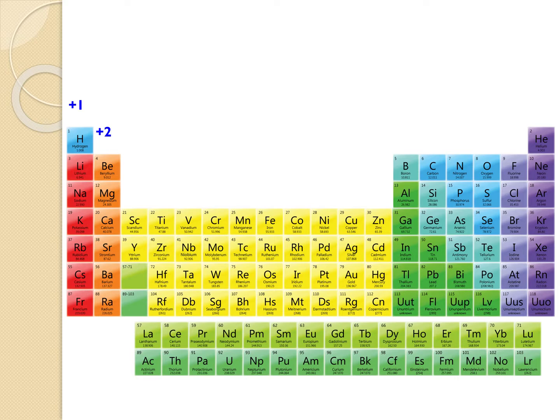Skip those ugly transition metals for now. We're going to go to boron, and it's going to have a positive 3 charge. We're going to skip that carbon group because they mostly participate in covalent bonds. We're going to move over to our nitrogen group, which is a negative 3 charge. Next, oxygen group, negative 2 charge. And then our halogens, which is our fluorine group, is a negative 1 charge.